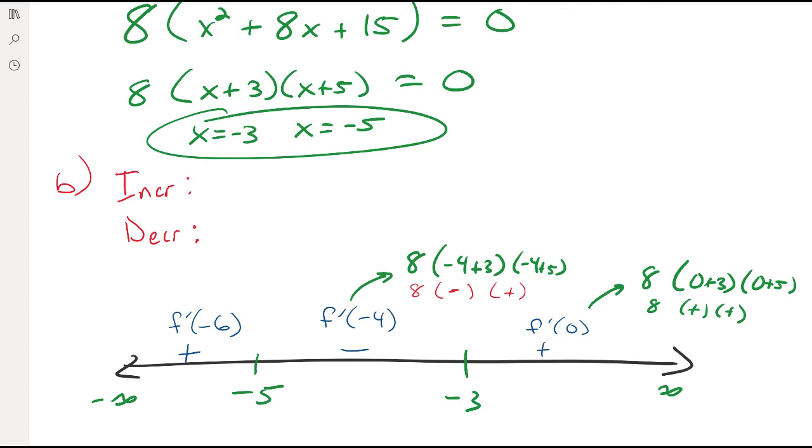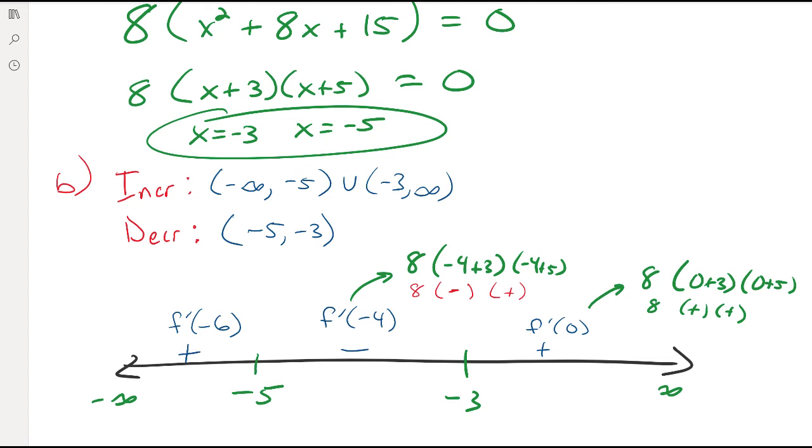Okay, so where are we increasing? We are increasing everywhere our first derivative is positive. That's indicated by a plus sign on our number line here. So we are increasing from -infinity up to -5. Remember, always parentheses for increasing, decreasing. And we're also increasing from -3 to positive infinity. All right. Where are we decreasing? We are decreasing everywhere we have a negative sign on our number line, and that's going to be in between -5 and -3. So remember, this is interval notation.